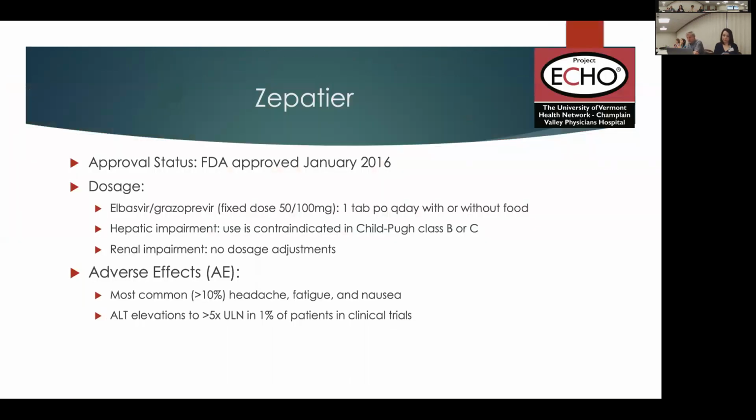So Zepatier was approved in 2016. Elbasvir is the NS5A portion, grazoprevir is the NS3/4A. It's one tablet a day with or without food, and similar to Mavyret, you can't use it for Child-Pugh class B or C liver disease, and that's really because of the NS3/4A, the grazoprevir. Rarely those NS3/4A agents can cause drug-induced hepatitis, so if you've got decompensated cirrhosis, they recommend you stay away from these kinds of agents. It's got about a 10% risk of headache, fatigue, or nausea. But honestly, like everything so far, I really haven't, and I don't know if Jen has, had anybody stop it for side effects yet.